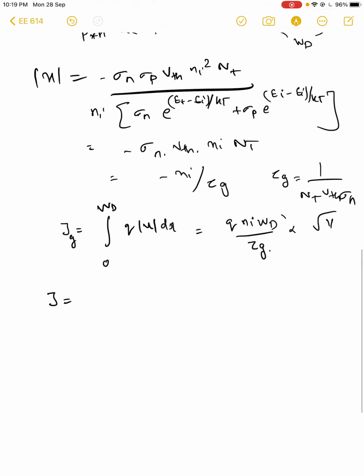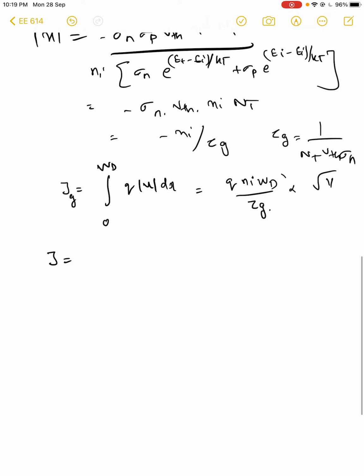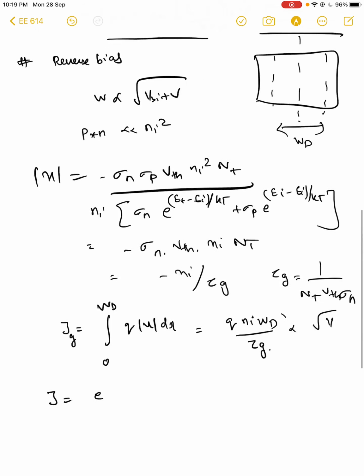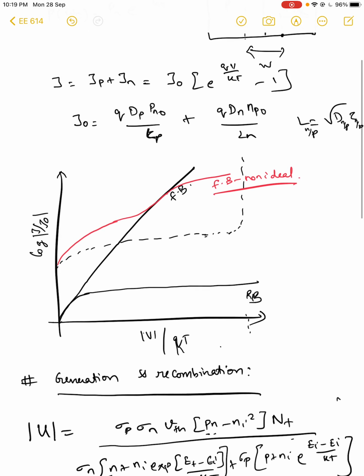So the total current that happens under reverse bias is, let me look at the current again, q Dp pn0 by Ln, right?